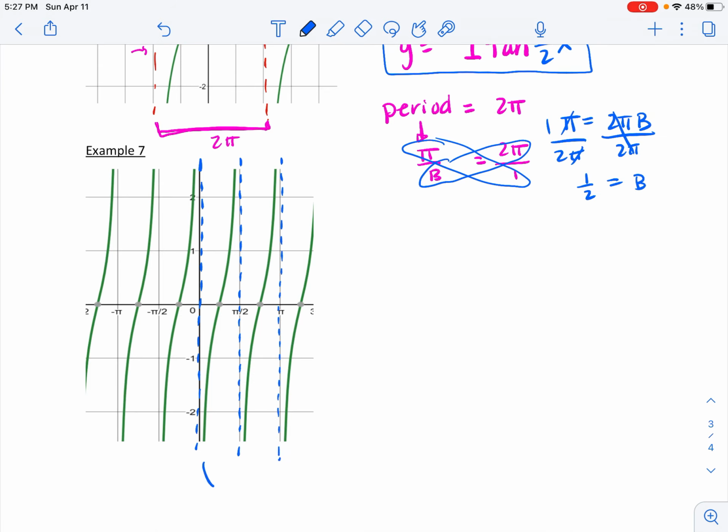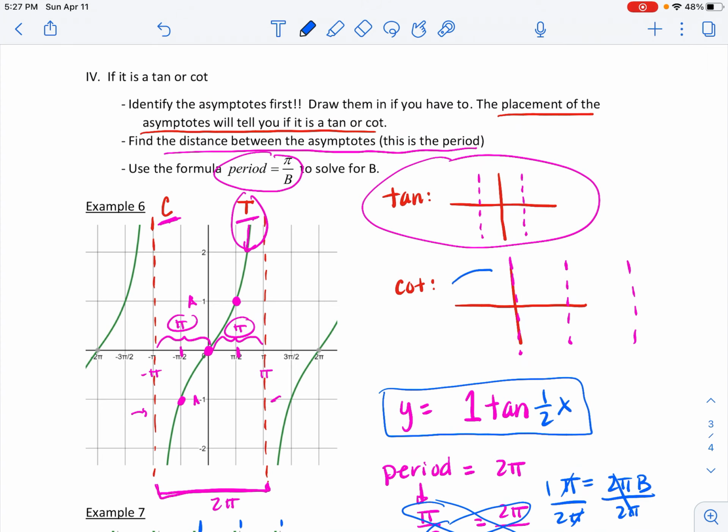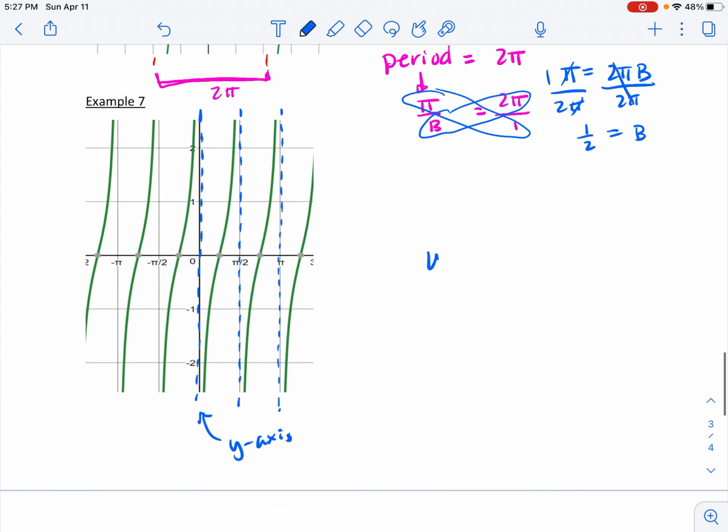Okay, so look, I'm noticing that, hey, there's an asymptote on the y-axis, okay? If there's an asymptote on the y-axis, guess what? That's a cotangent graph, okay? So I know for sure this is going to be a cotangent graph. Is it positive or negative? I don't know that yet, but let's try to see if we can figure it out.